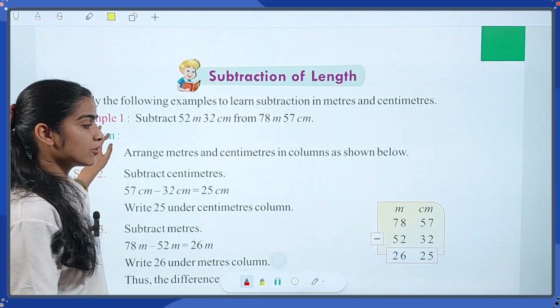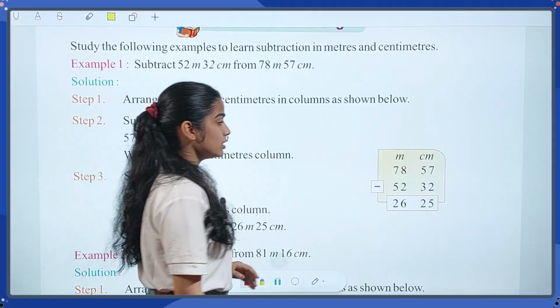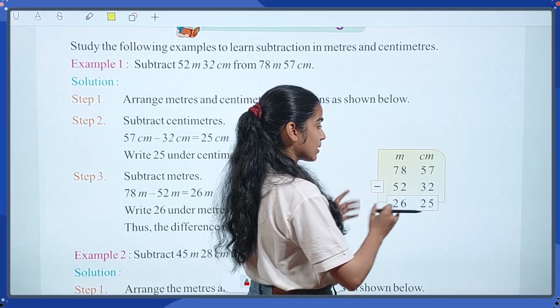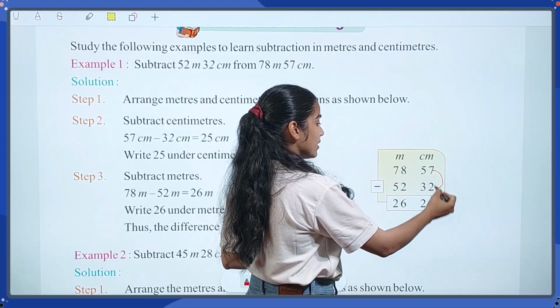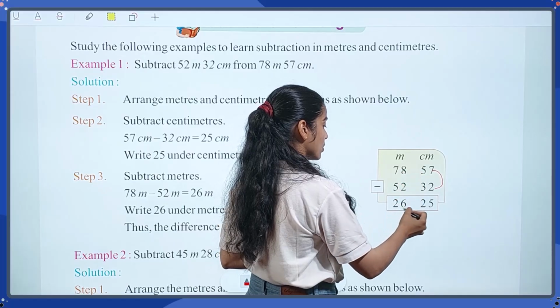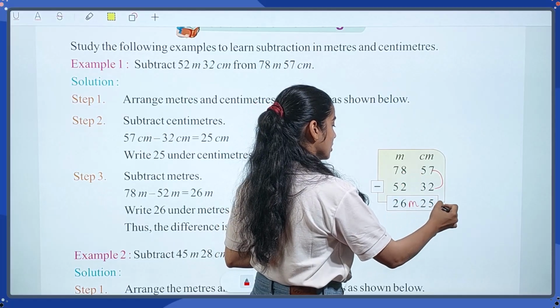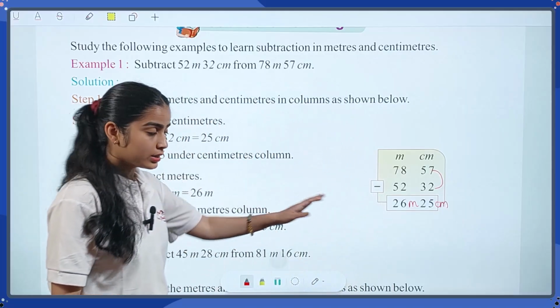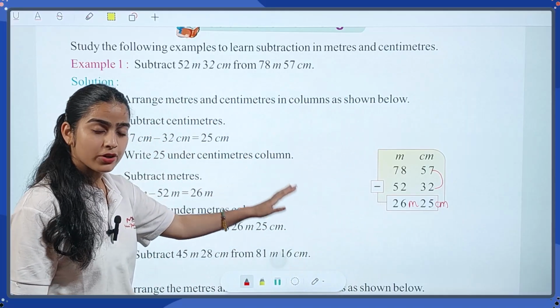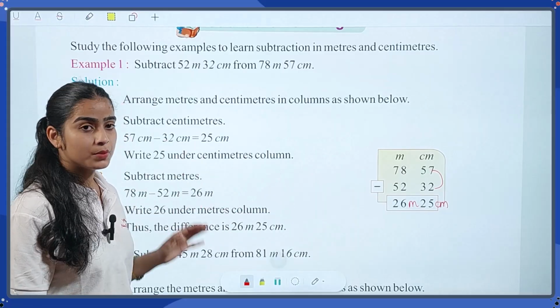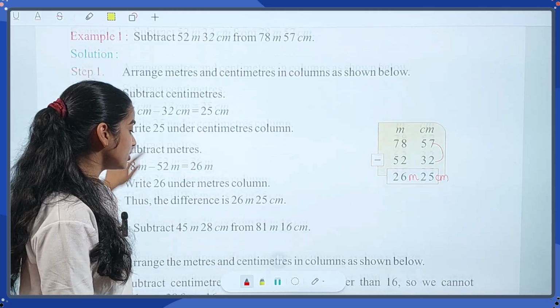Now we have subtraction of length. Let us move forward with the question. We just have to simply subtract, which we learnt in our previous chapter. So 7 minus 2 is 5, 5 minus 3 is 2, 8 minus 2 is 6, 7 minus 5 is 2. So 26 meters 25 centimeters in total. The other thing you have to consider in this subtraction is that you always make sure you subtract meters from meters and centimeters from centimeters only.